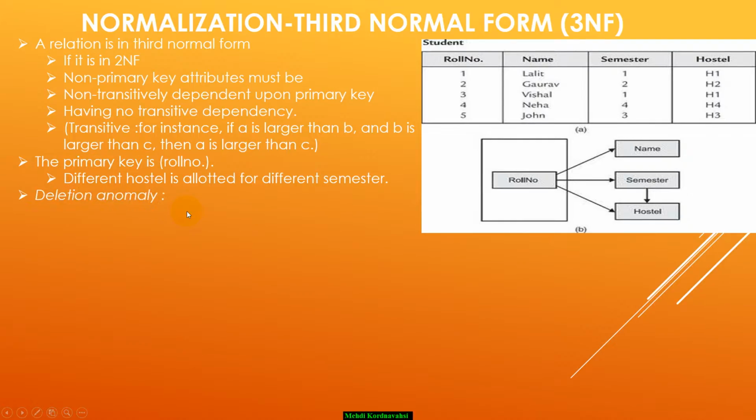The first is a deletion anomaly. If you want to delete a student, you want to delete this student here. What happened? You lose information about hostel H2 because he is the only student staying in hostel H2.